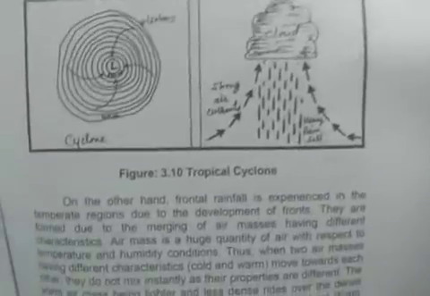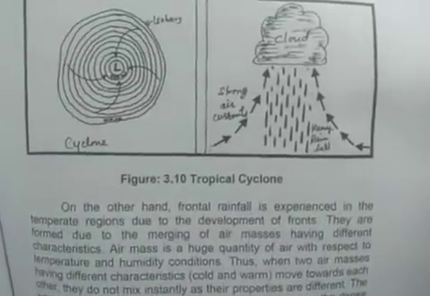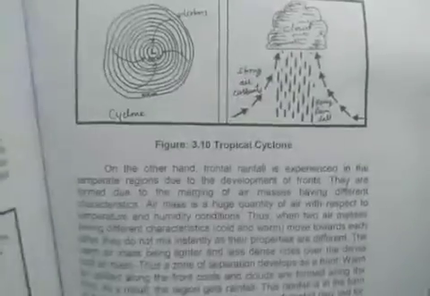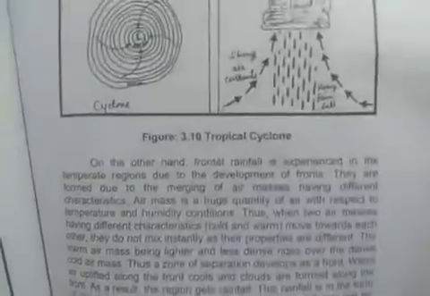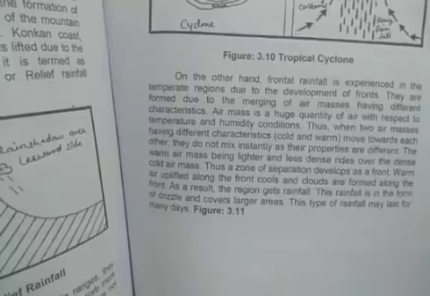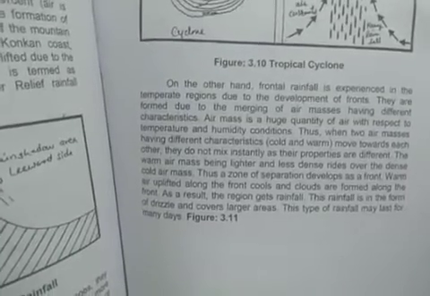Strong air currents rise to the cloud, giving rainfall. On the other hand, frontal rainfall is experienced in the temperate regions due to the development of fronts. They are formed due to the merging of air masses having different characteristics. An air mass is a huge quantity of air with uniform temperature and humidity conditions.